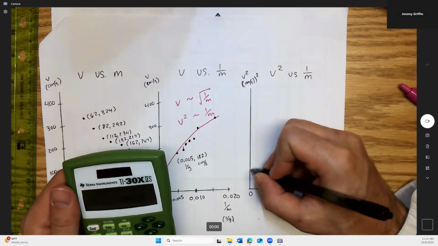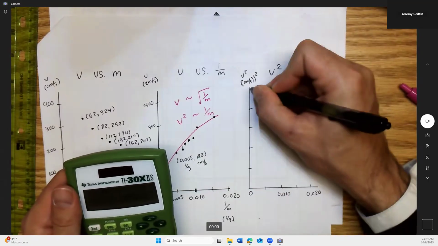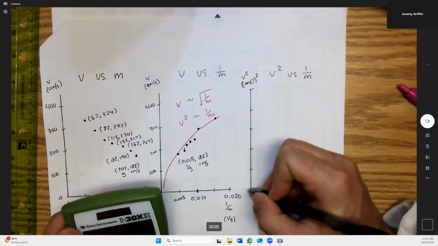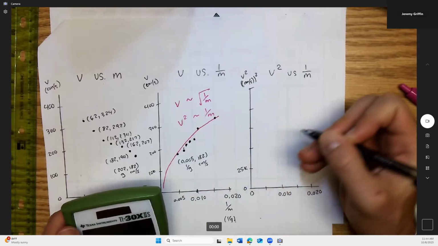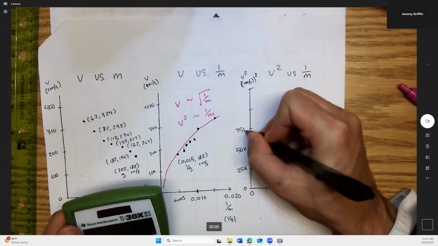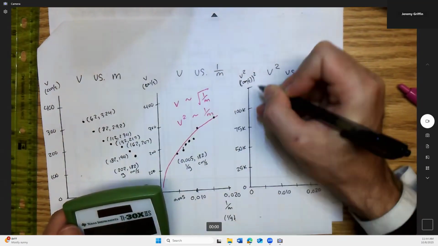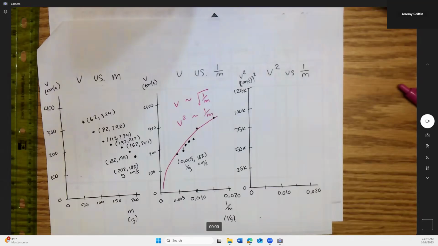So how about 25, 50, 75, 100, 125? These will be in terms of thousands. So 25K, 50K, 75,000, 100,000, and then it goes a little bit above 125,000. That will contain all the squared speeds. These aren't even speeds; these are squared speeds. You guys got that? Now this data should linearize, but we're about to find out.